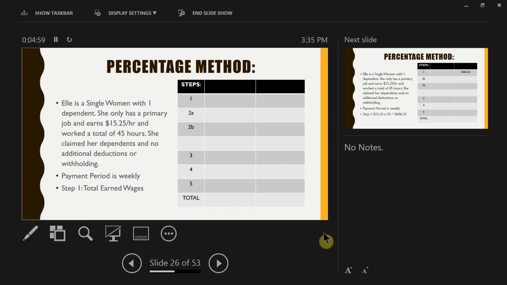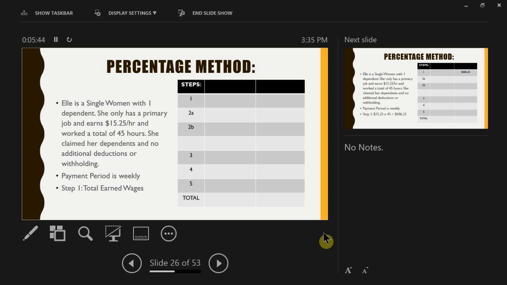So let's take a look at this scenario here. We hired Elle, okay? Elle is a single woman with one dependent, and this is her only primary job. That's the only job that she's working, whatever job it is. She earns $15.25 per hour and works a total of 45 hours. In this case, we're assuming that there is no overtime. She's just claiming the $15.25 per hour, just as is. And of course, the payroll period is going to be weekly.